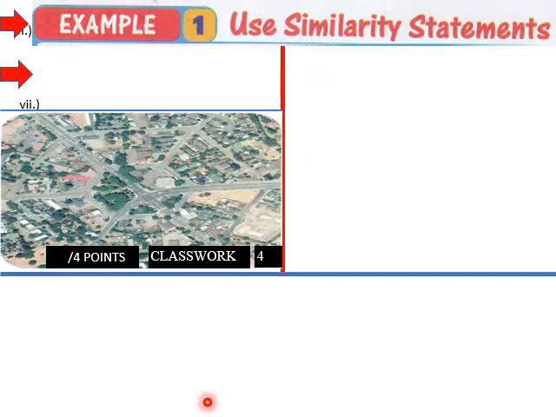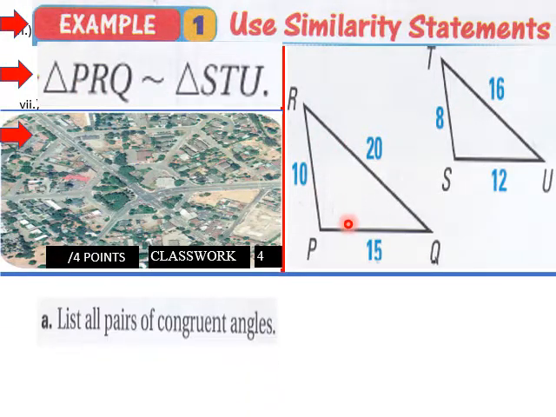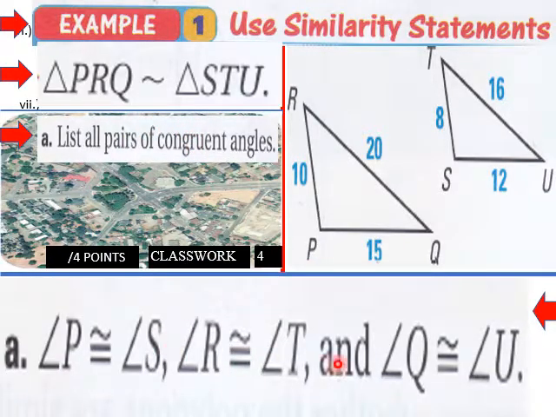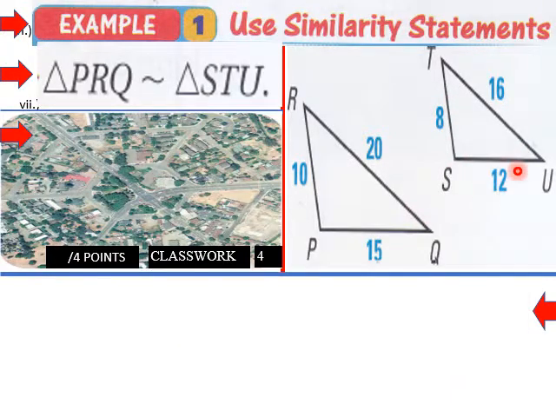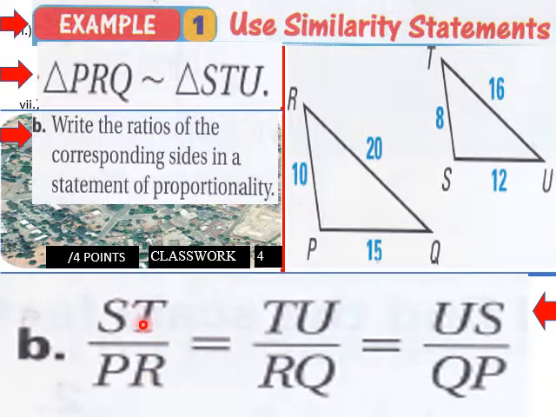Okay, example 1. Use similarity statements. Triangle PRQ is similar to STU. List all pairs of congruent angles. Angle P is congruent to S, R is congruent to T, and Q is congruent to U. Write the ratios of the corresponding sides in the statement of proportionality. So ST over PR equals TU over RQ equals US over QP.